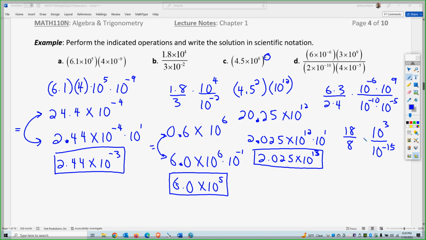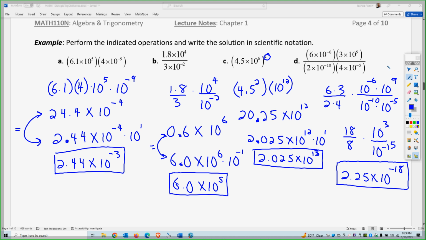So I'm using the power to a power rule to move the items around. Okay, so 18 divided by 8 is 2.25. 2.25 times 10, and then 3 minus 15 is negative 18. So in this case, it's actually already in scientific notation. So it's not true that we always have to do some kind of step to increase or decrease the number by a factor of 10 to get the answer. Sometimes it just works out nicely, just like this one.